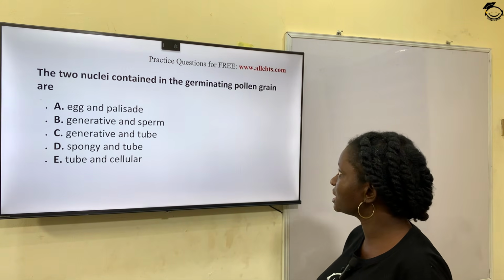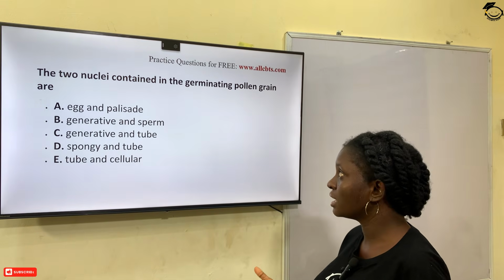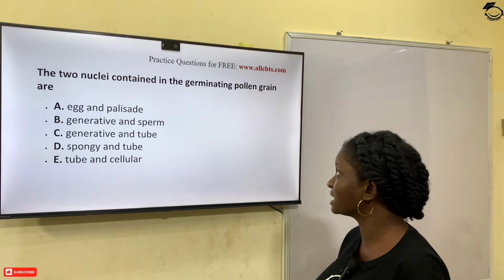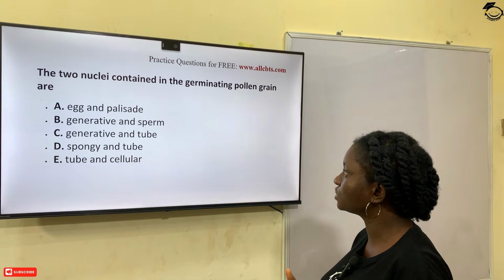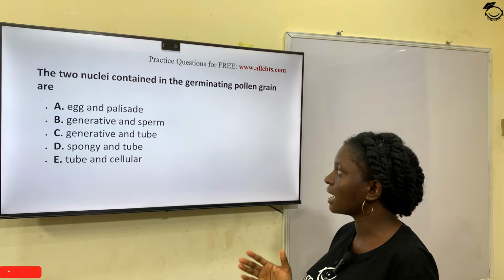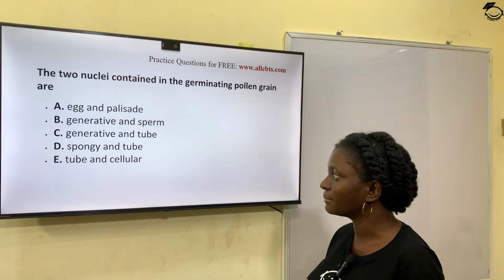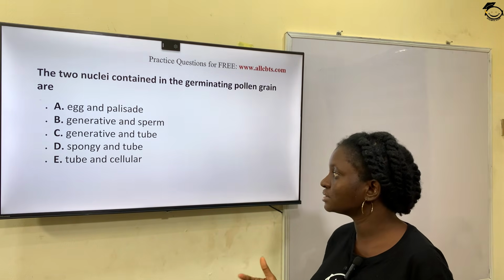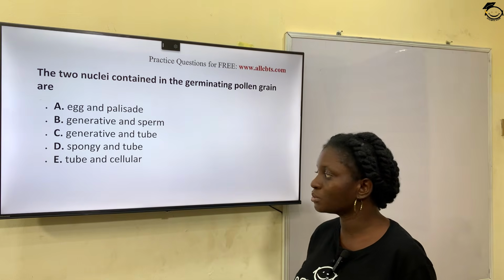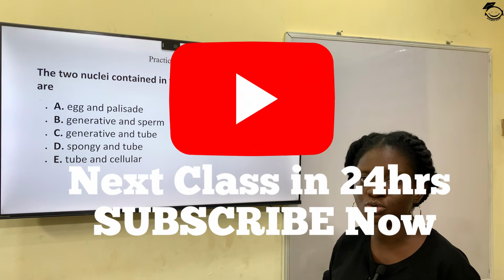In a germinating pollen grain, we have the generative and tube nuclei. They are the two nuclei contained in a germinating pollen grain. Option A says egg and palisade. Option B, generative and sperm. Option C, generative and tube. D, spongy and tube. E, tube and cellular. The correct answer is generative and tube.